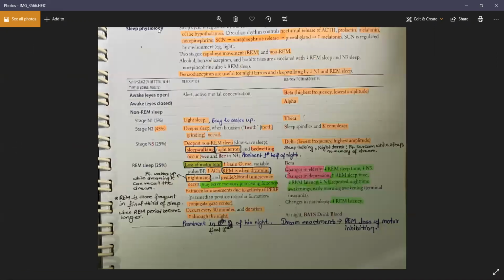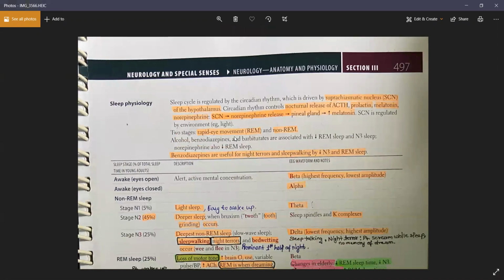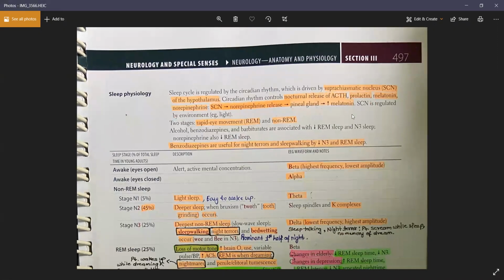Okay, now you need to know about the sleep pathology. But first you need to know that the suprachiasmatic nucleus is responsible for the sleep-wake cycle, or the circadian rhythm. It is regulated by the suprachiasmatic nucleus. The release of ACTH, prolactin, melatonin, norepinephrine happens in the circadian rhythm. So you have the suprachiasmatic nucleus, which releases the norepinephrine that stimulates the pineal gland to release the melatonin, and the melatonin is responsible for the sleep. You guys know that already, right?